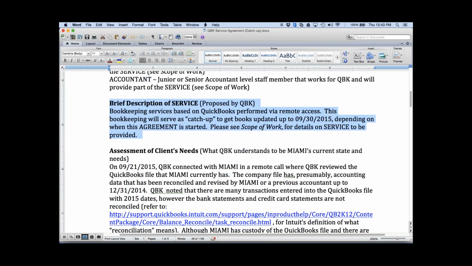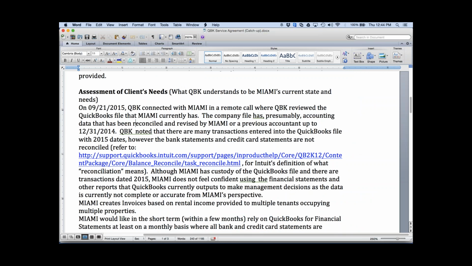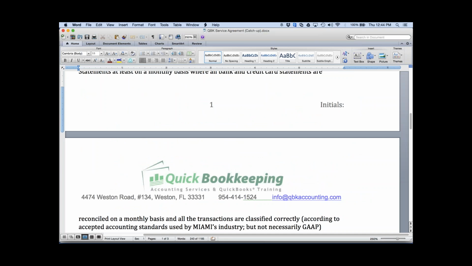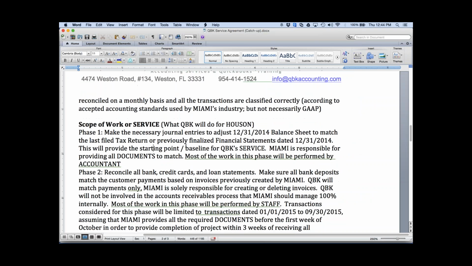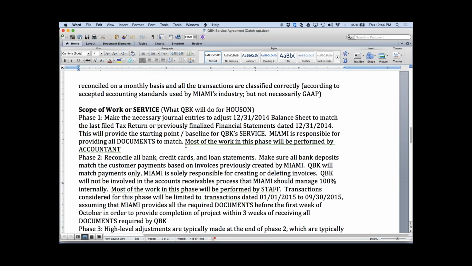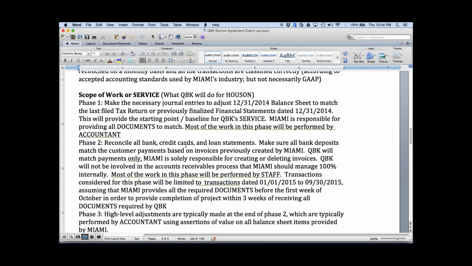Then I talk about an assessment of the client needs. So I do a summary of everything the client said that they wanted. And then after I do the assessment, I explain what it is that I'm going to do. And then I do the scope of work, the service. So I make it a point to write down what the client wanted, but also write down what I'm going to do. That way the client can never say, well, I told you I wanted this, and it was implied that you were going to do it. And the answer is no.